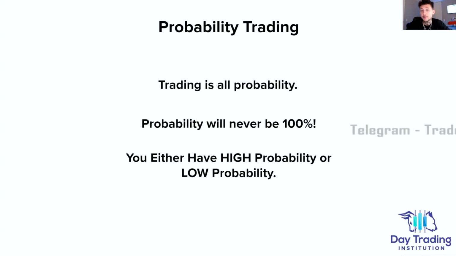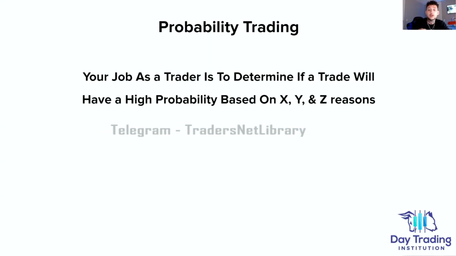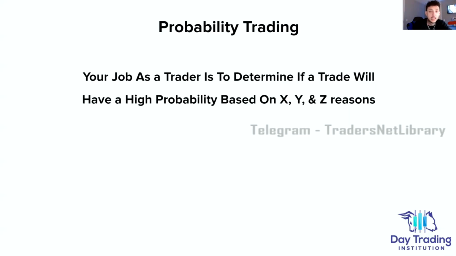Just like the casino has a 5% edge over their gamblers, it doesn't mean that the casino is always going to win every single time. They're going to have that loss eventually, right? So your job as a trader is to determine if a trade will actually have a high probability based on X, Y, Z reason, which we're going to get into later on throughout the course. But we're going to be determining things such as price action, indicators, news events, whatever the case might be. Again, your job as a trader is to determine if that trade has a higher probability of actually playing out in your favor.